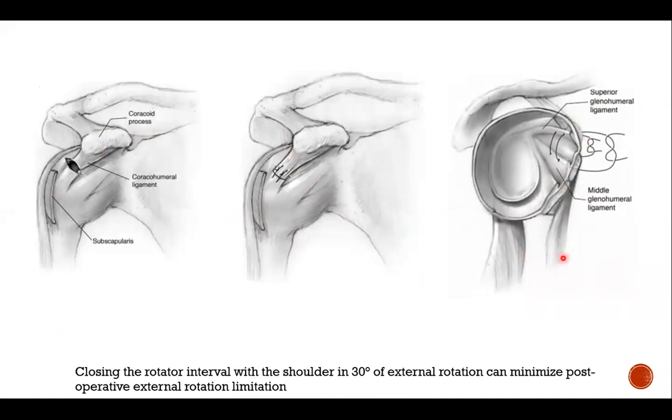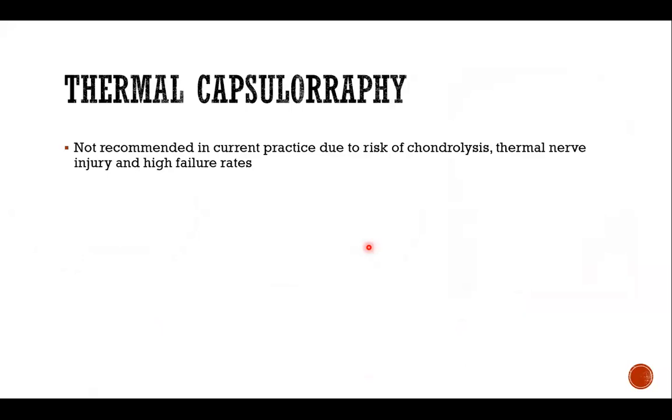The disadvantage of this rotatory interval closure is limitation of external rotation, and the decision is made individually with the patient. To prevent that, the rotatory interval is closed with 30 degrees of external rotation, which allows us to avoid that complication. Thermal capsulorrhaphy is actually the shrinkage of the capsule with the aid of an arthroscopic heat-generating probe, not recommended currently.